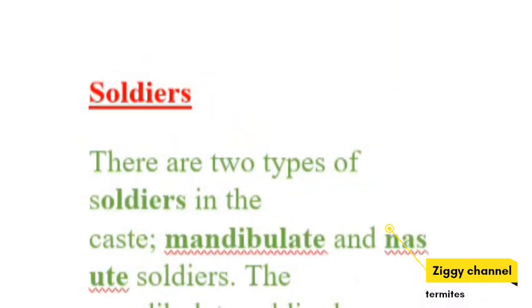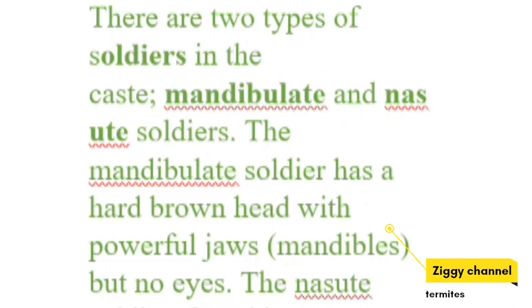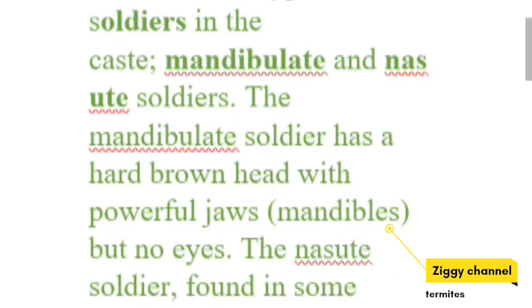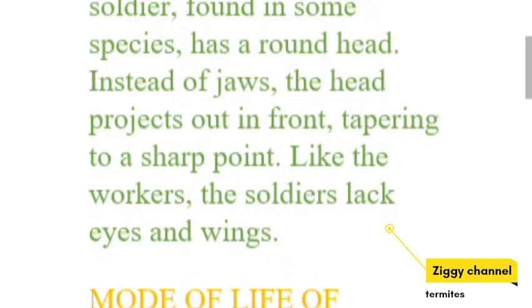Soldiers. There are two types of soldiers in the caste, mandibulate and nasute soldiers. The mandibulate soldier has a hard brown head with powerful jaws, mandibles, but no eyes. The nasute soldier, found in some species, has a round head. Instead of jaws, the head projects out in front, tapering to a sharp point. Like the workers, the soldiers lack eyes and wings.